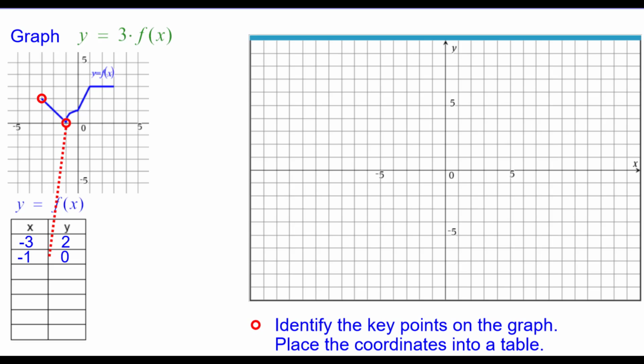-1, 0 is a key point. 0, 1, 1, 3, and then 3, 3. I'll call those the 5 key points on this graph.